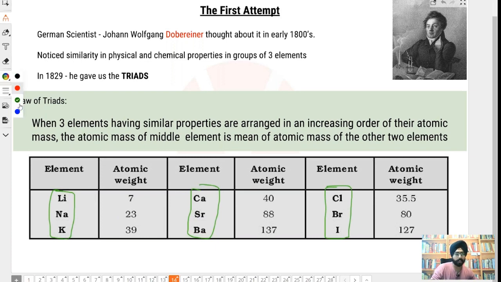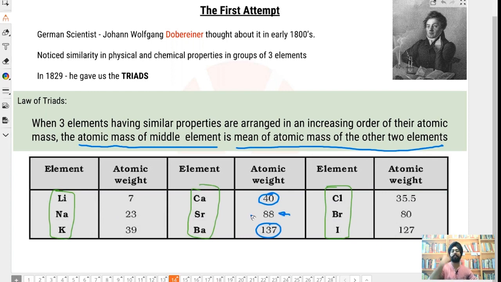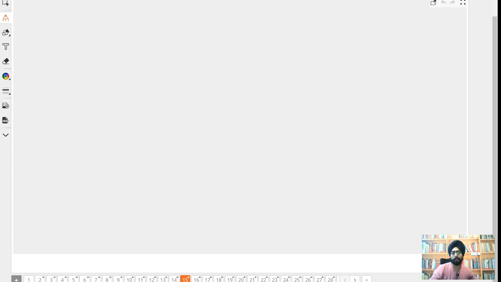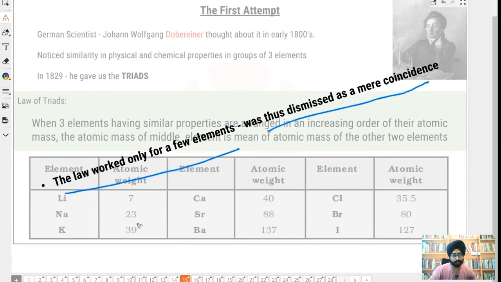Look at this particular statement over here. People, please focus on the whiteboard. The atomic mass of the middle element is the mean of the atomic mass of the other 2 elements. Okay, so if you have 40 plus 137 by 2, it will be equal to 88. So this is the law of triads. Okay, and this law worked only for a few elements and thus was dismissed as a mere coincidence.